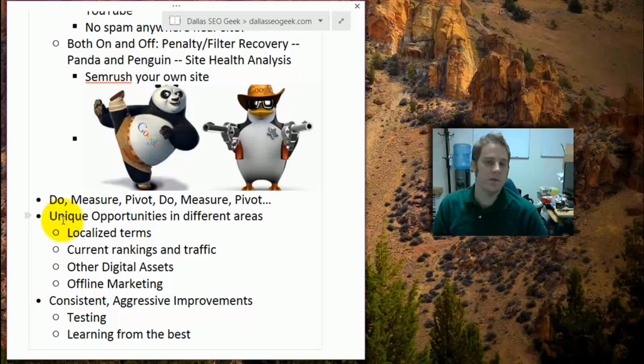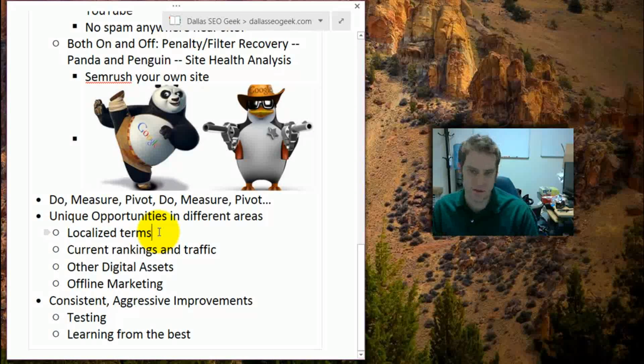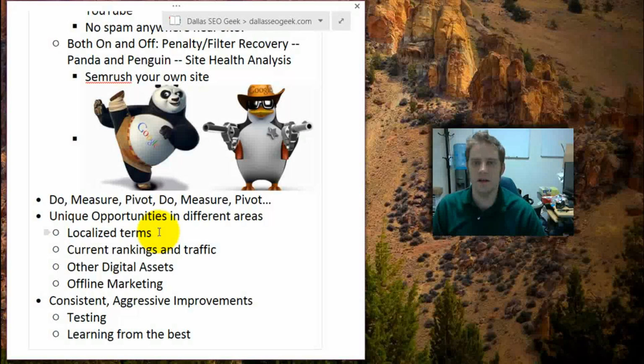And a lot of that depends on what your business model is. What are you looking for? Who's your target market? What areas do you want to target? There's different localized terms. By that I mean someone adds the word Dallas to a search phrase, or adds the word Plano. All sorts of different local city names or state names or anything that is a location. Sometimes suburbs or even areas or zip codes.